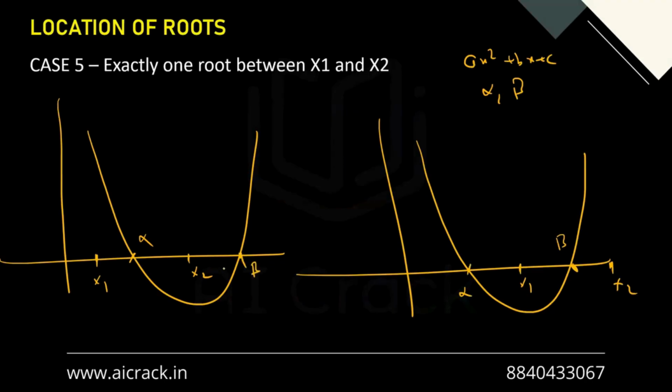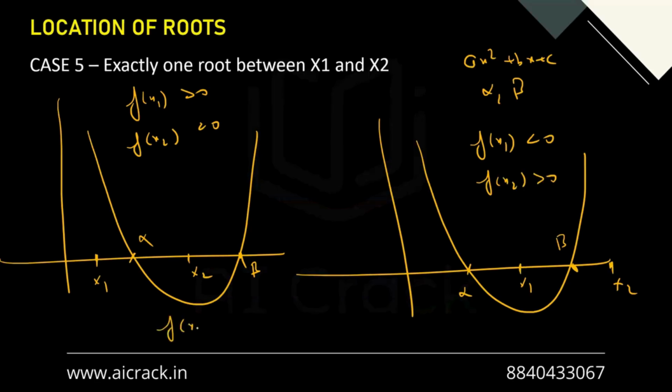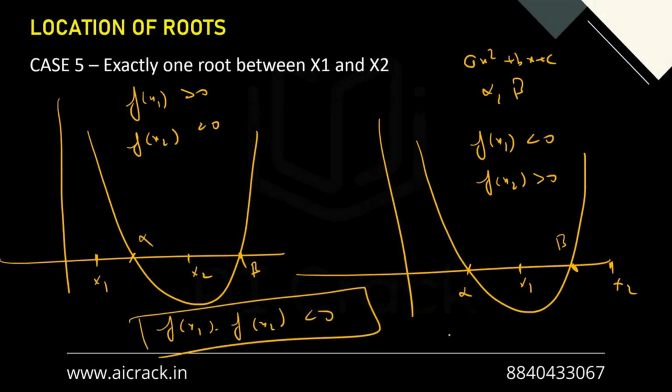Now in this case, we can see that f of x1 is positive and f of x2 is negative. In this case, f of x1 is negative and f of x2 is positive. Now, what if we multiply both of them? f of x1 dot f of x2 comes out to be negative, right? In this case as well, and also in this case, in both the cases, f of x1 dot f of x2 comes out to be negative, right?